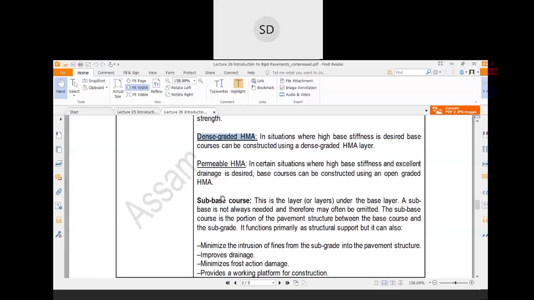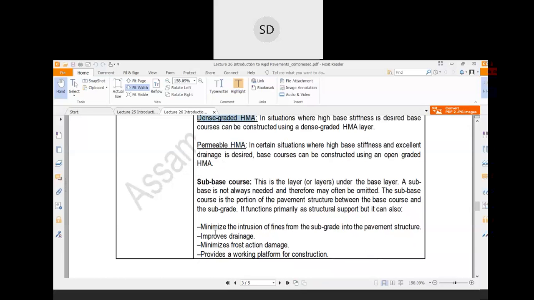Then another type is permeable HMA. In that case, there would be no finer materials in the aggregate content which would be mixed with the bitumen content. And for these reasons that base course would be permeable. That is called permeable hot mix asphalt.